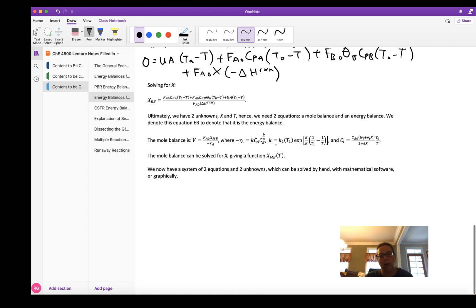Usually we like to write the mole balance. When we solve for x, we'll denote it as xmb. In this energy balance case, we've denoted it as xeb. When we solve, both of those will be the same, but we just denote them with different subscripts so that we can distinguish them in our solution procedure. And in the next video, I'll show how to solve a CSTR with heat effects.